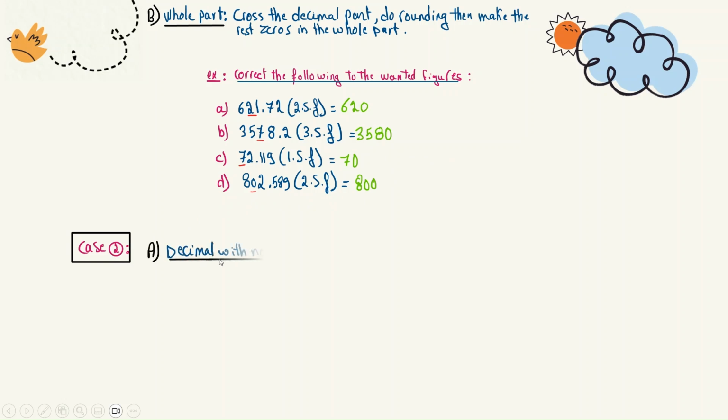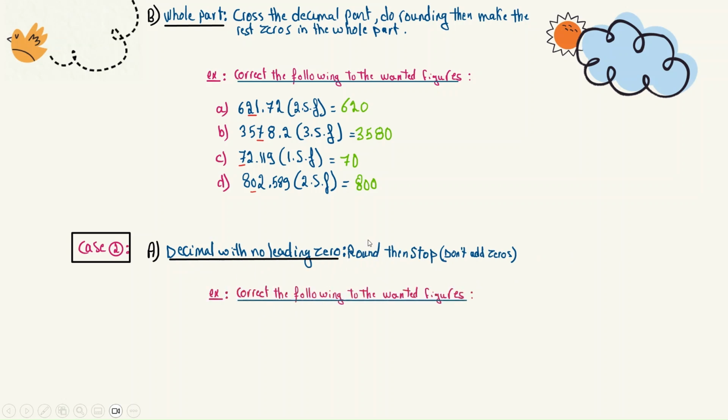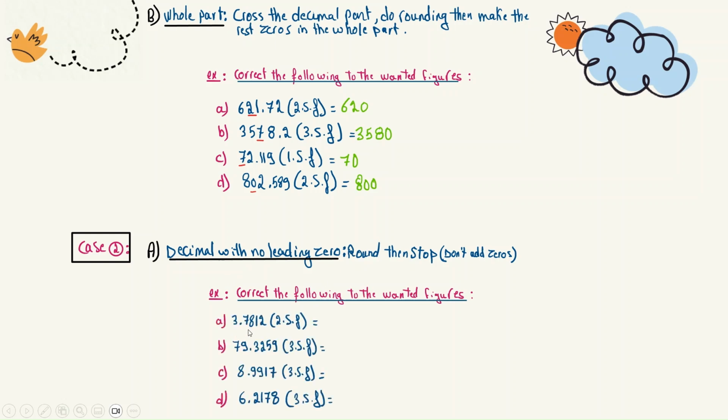Now, case 2. Decimals with no leading zeros, round then stop. Don't add zeros. Examples, round each to the wanted figure. Part A, correct to the second significant figure, means do rounding at 7, before it we have 8, so round up. The answer is 3.8.